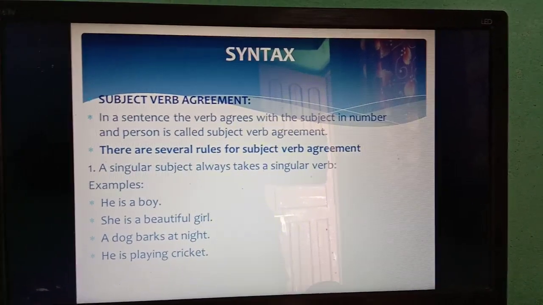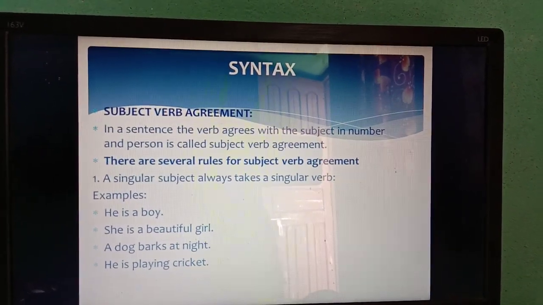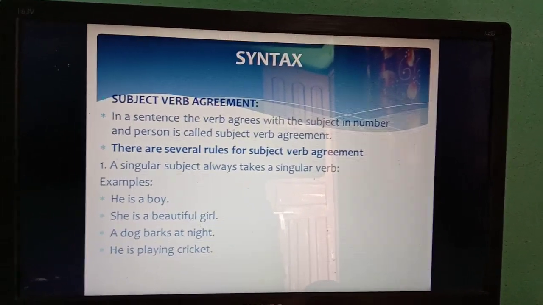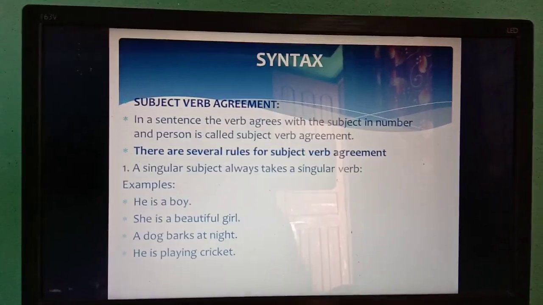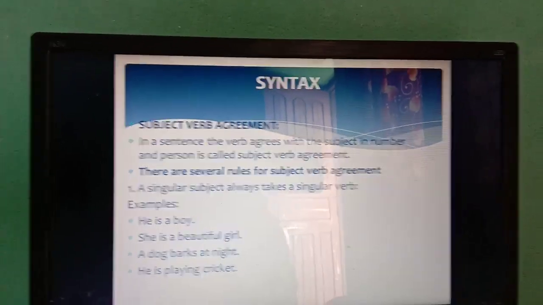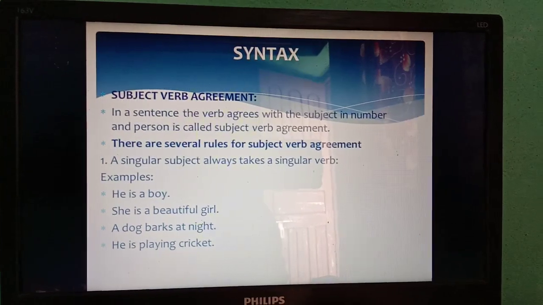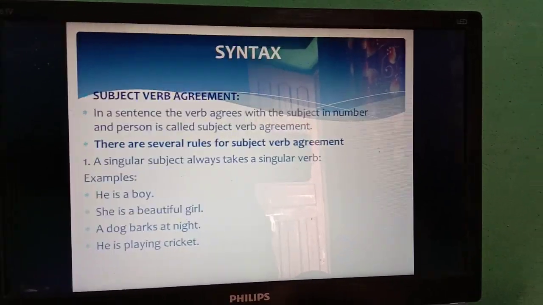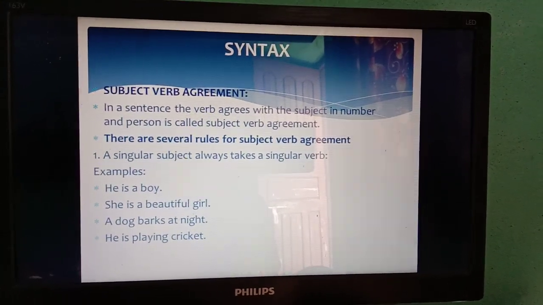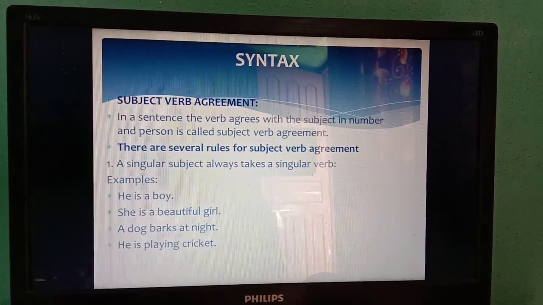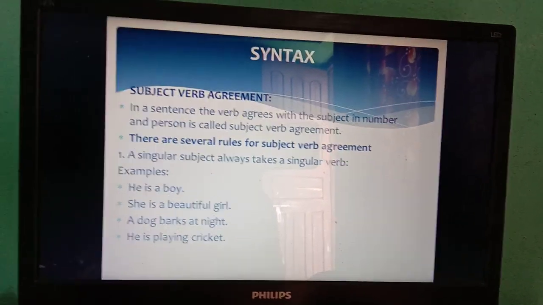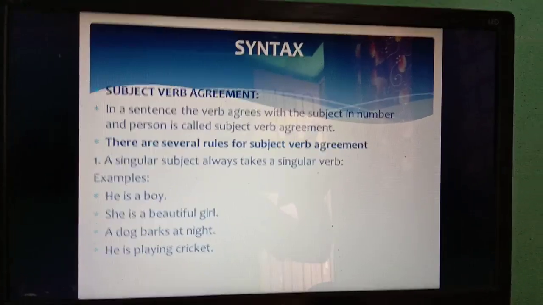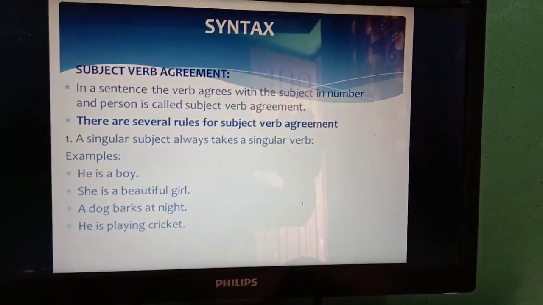Now coming to the verb. Verbs are words that show an action. For example, the horse kicks the ball. Kicks is a verb which is related to the subject, the horse. Who kicks the ball? The horse. So subject and verb are interlinked with each other. Both cannot work without each other.